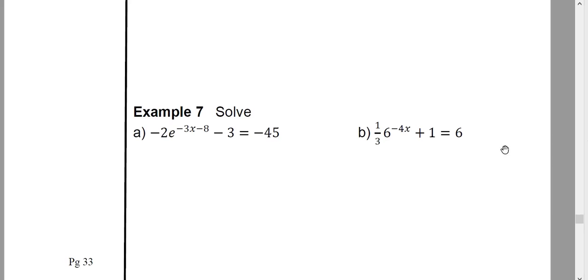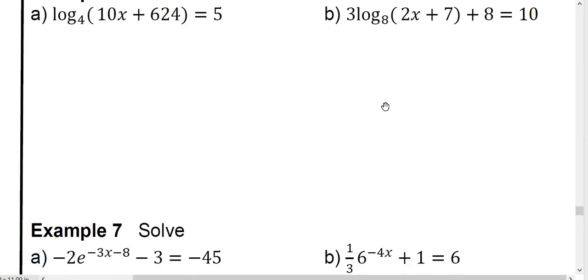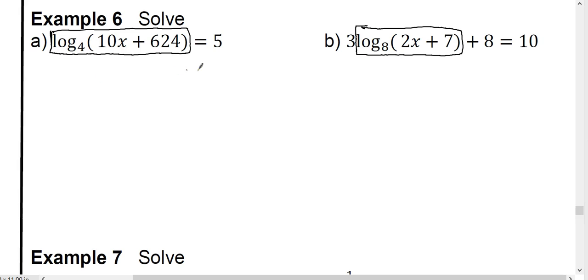So if you look at example 6, we're still trying to isolate the log part. So here the log is basically everything because it's what's in the argument and then the log itself. So that's everything over here. Over here we're isolating the log and the argument ends at the 7. So for this one we actually don't need to do anything. We can go straight to converting.